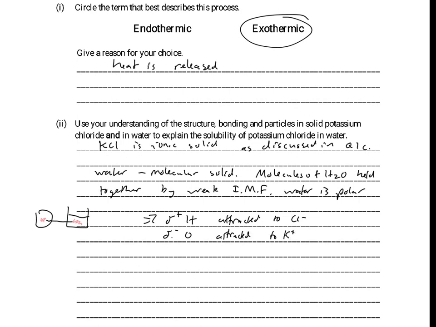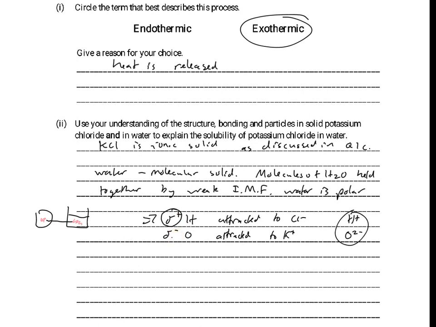Now I have to be clear here, I am using this little symbol here to represent that it's a slight charge. Do not call it ions. If you call it a hydrogen ion or an oxide ion, the marker is just going to stop reading and give you nothing. Because in water that is not the case. You just have a slightly positive charge and a slightly negative charge.